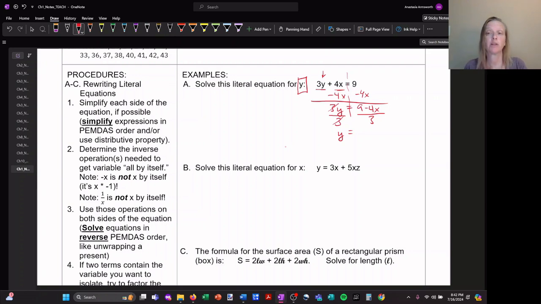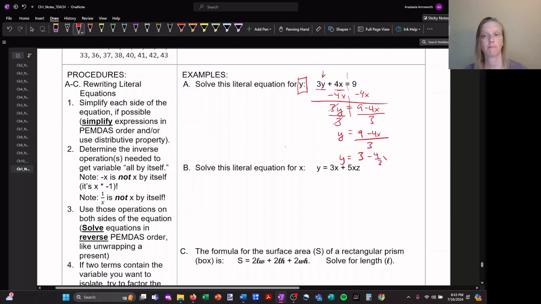As far as I'm concerned, you can leave the expression like that. You can leave it as 9 minus 4x over 3. But if you do choose to do 9 divided by 3 is 3, then you better also divide the negative 4x by 3. Either one of these answers is acceptable.